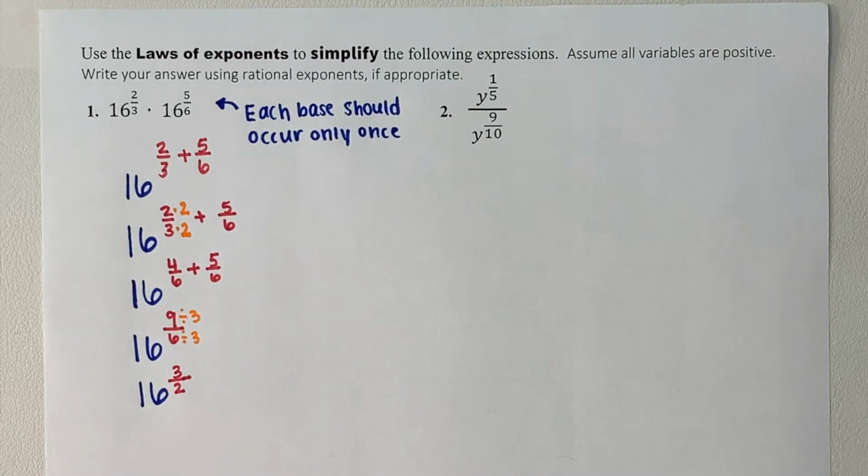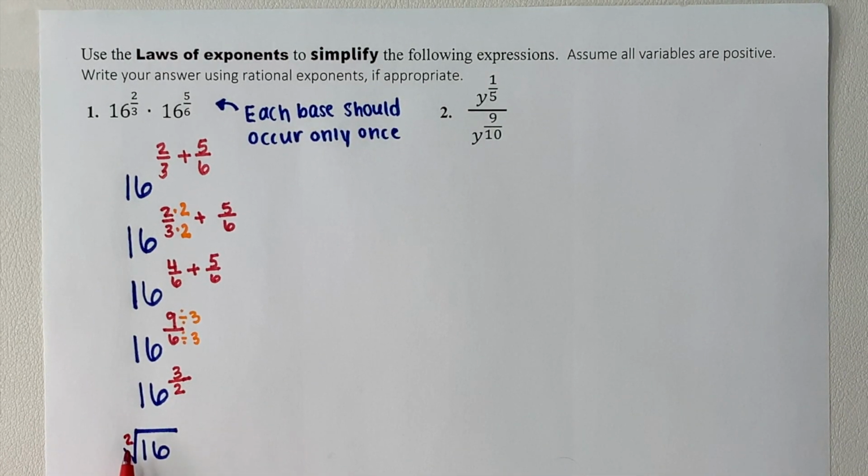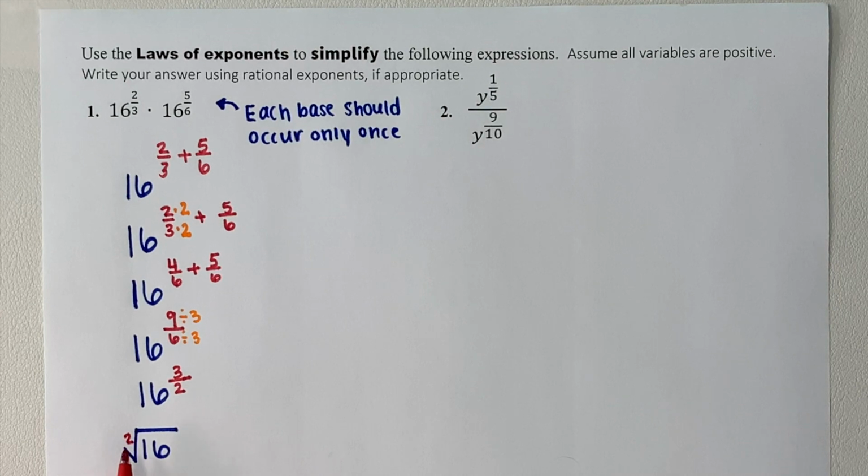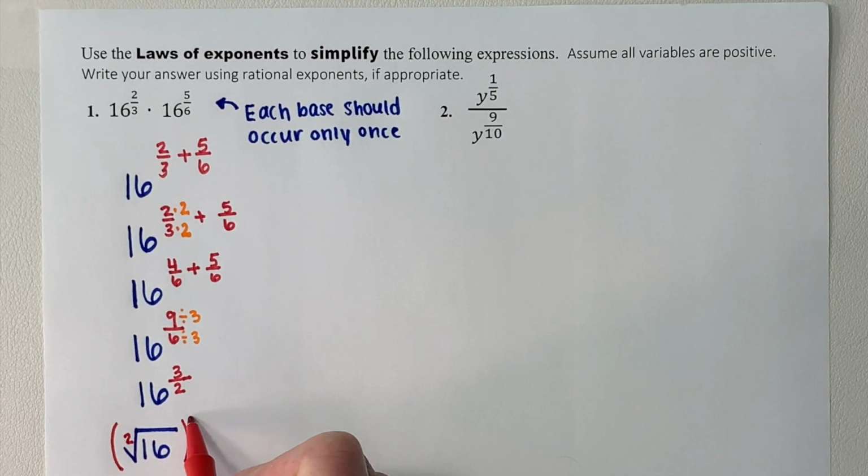To rewrite this as a radical, we put the base underneath our radical symbol. Then we're going to put the denominator as our index. So this is a square root. And remember, when your index is a 2, you do not need to write it. So we don't have to write this 2, but just for clarity, I'm going to leave it there. And then we're going to write our numerator as an exponent outside the radical.